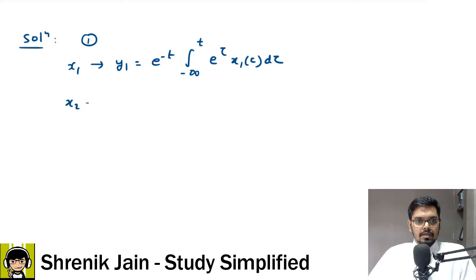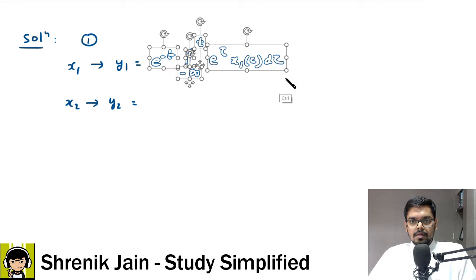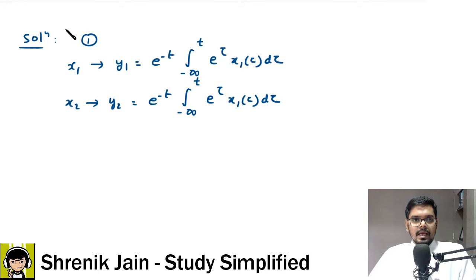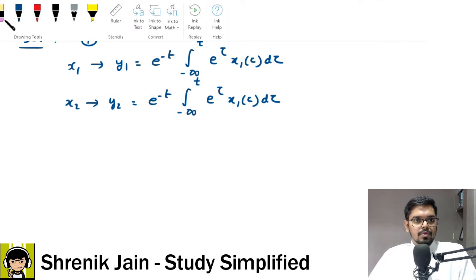If the input is x2, then the output is y2, and you have to do the same-to-same copy. Okay, same to same copy. Instead of x1 of tau, it would be what? It would be x2 of tau. That's it. Okay, it would be x2 of tau.